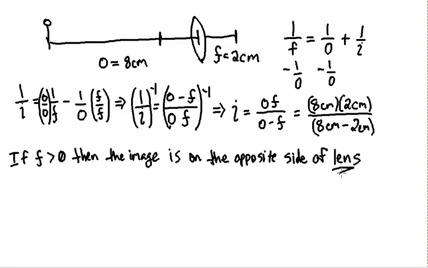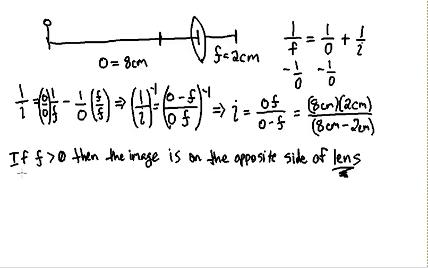Now this is key here: lens. If we were talking about mirrors, opposite would be replaced with same. So whenever your focal length is positive, what that means is that the image is formed on the other side of the lens of the object. When I say opposite side, I mean opposite of the actual object. So that's how you know that this is going to be a positive number right here. If the focal length is positive, then your image should be positive.